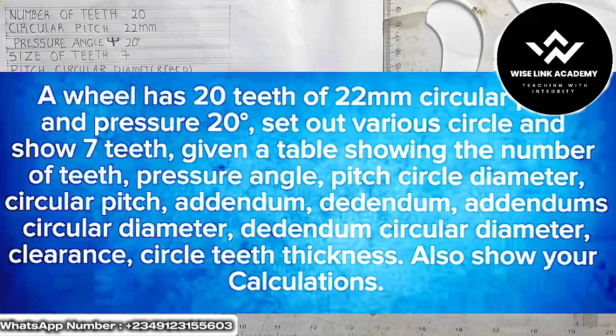A wheel has 20 teeth of 20 millimeter circular pitch and pressure angle 20 degrees. Set out various circles and set 7 teeth. Given a table showing the number of teeth, pressure angle, pitch circle diameter, circular pitch, addendum circle diameter, and dedendum circle diameter, clearance, circular tooth thickness, also show your calculation.